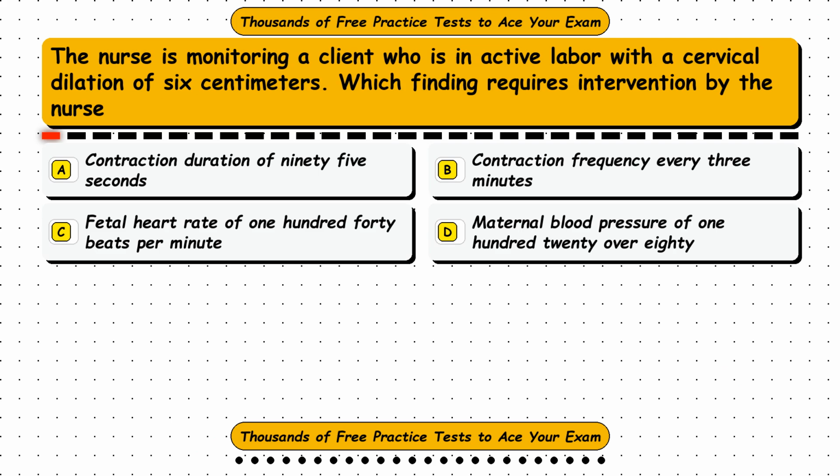Question 14. The nurse is monitoring a client who is in active labor with a cervical dilation of 6 centimeters. Which finding requires intervention by the nurse? Option A, contraction duration of 95 seconds. Option B, contraction frequency every 3 minutes. Option C, fetal heart rate of 140 beats per minute. Option D, maternal blood pressure of 120/80.